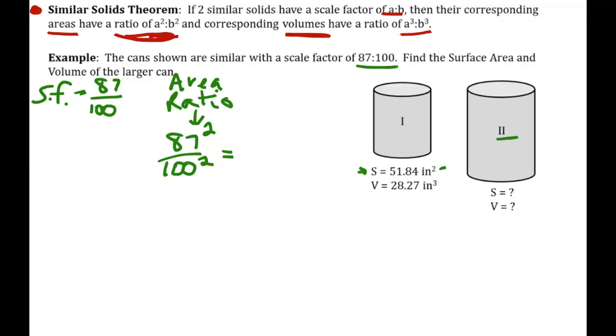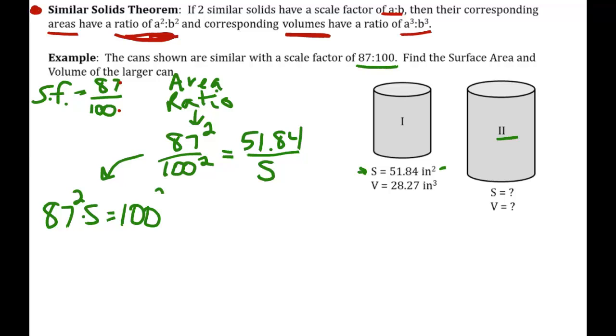The surface area of the smaller figure, and remember we have smaller over larger, 87 over 100, so the smaller figure over the larger figure. The surface area of the smaller one is 51.84, over the surface area that we don't know. And so we would cross multiply: 87 squared times S equals 100 squared times 51.84.